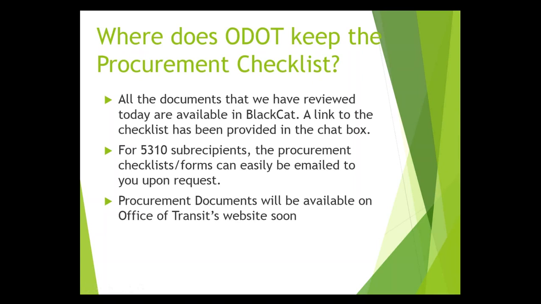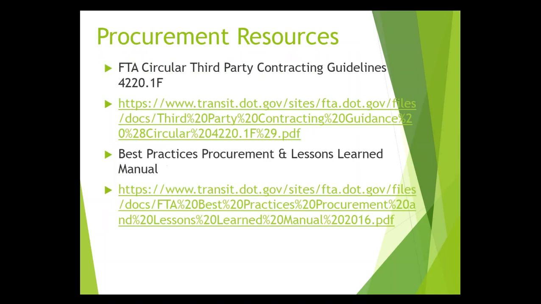Additional procurement resources. Again, I mentioned 4220.1F. This is the FTA circular, third-party contracting guidelines. This is the Bible of procurement. Please do review it. If you have questions that you're asking us, we're probably going to be reviewing it. It's the go-to for any regulation regarding procurement.